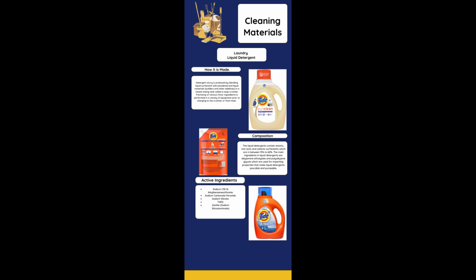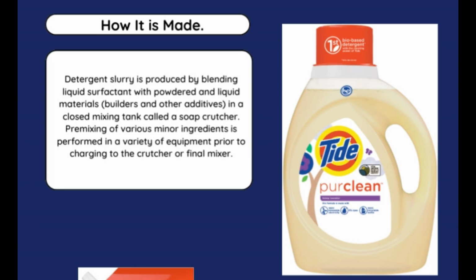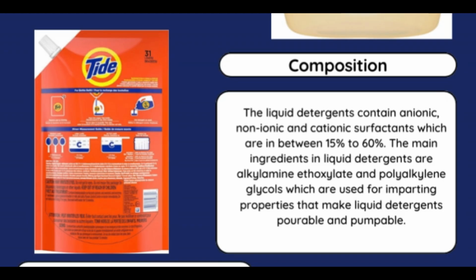We'll start off with laundry liquid detergent. It is made by blending liquid surfactant with powdered and liquid materials in a closed mixing tank, and pre-mixing of various minor ingredients will be performed in a variety of equipment prior to charging it to the crusher. It is composed of anionic, non-ionic, and cationic surfactants, which make up between 15% to 60%.